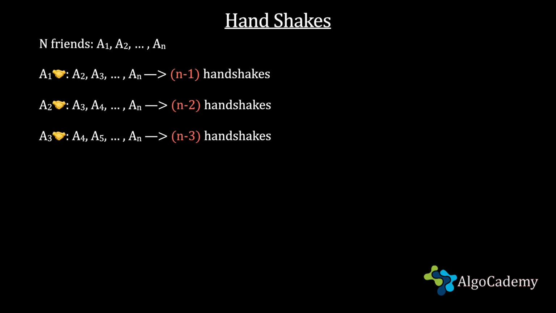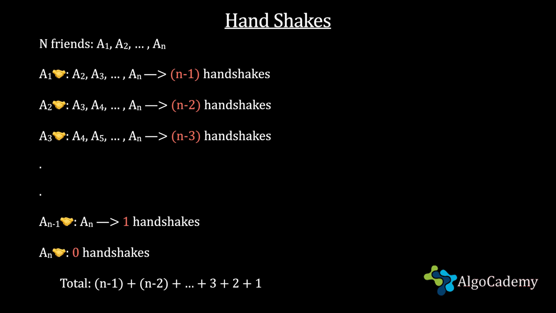And one thing that you might have noticed is that every friend on his turn is only going to shake the hands of the friends on his right, because he already shook the hands of the friends on his left when it was their turn. So An minus 1 will only shake one hand, that of An, and An will shake 0 hands. And it looks like our assumption is confirmed. For this case, we have a total of n minus 1 plus n minus 2 plus n minus 3 plus ... plus 3 plus 2 plus 1 total handshakes.